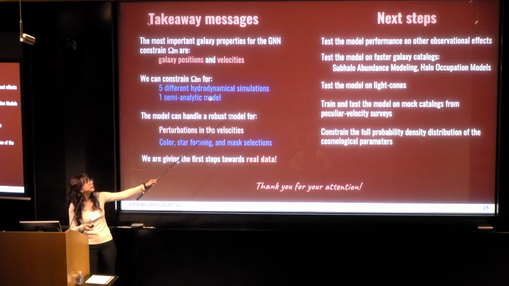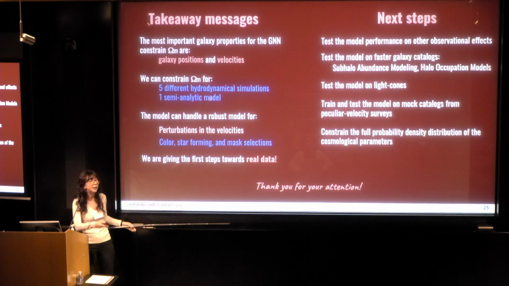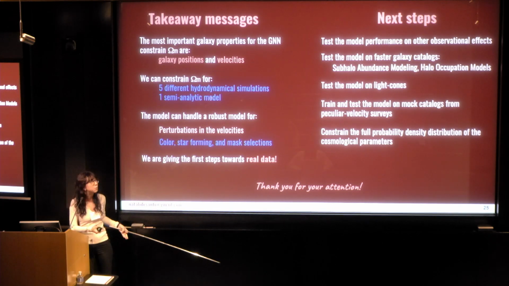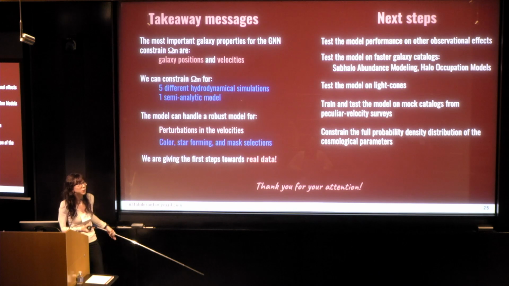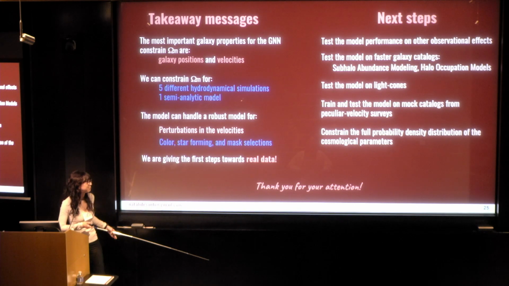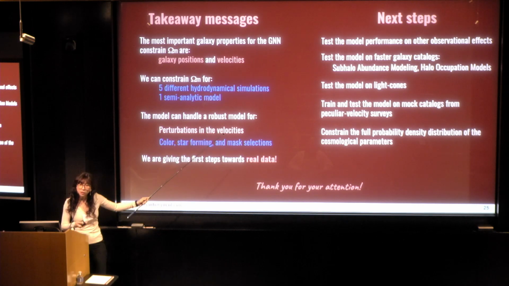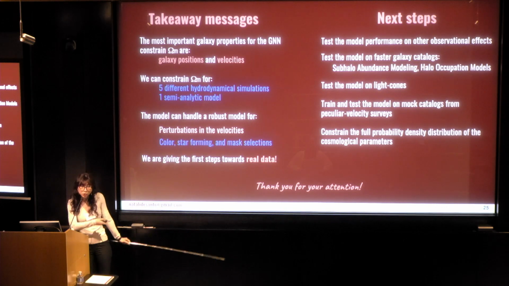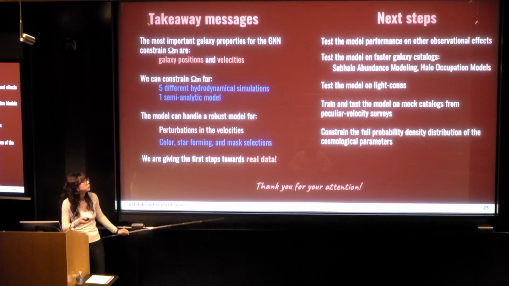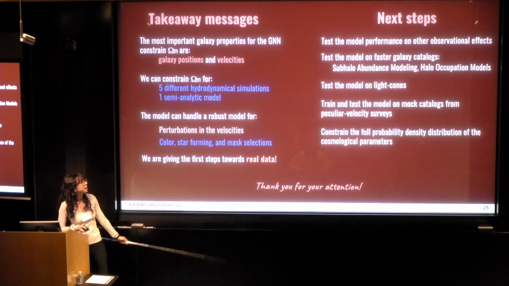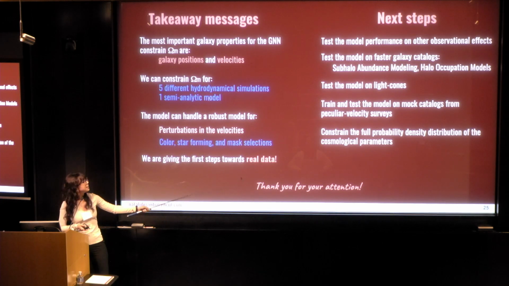First, we can try to change these catalogs and train other models to take other real-world problems into account. Of course, we have to see if this model is able to handle other faster techniques to get halo and galaxy catalogs. So, for instance, subhalo abundance matching techniques or even catalogs made with HODs.